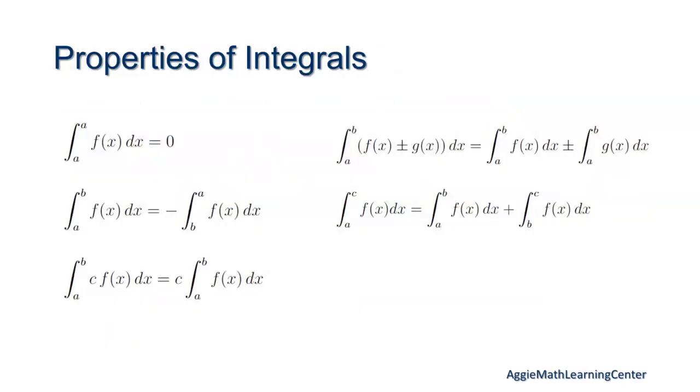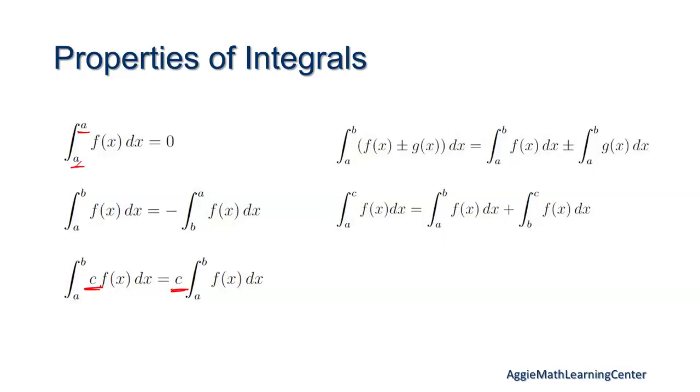If we start and end at the same spot, it's going to be 0. And then if we're going from A to B, we just flip them. That's just like going the opposite direction, so it's just the negative of whatever the integral is. And then we can pull constants straight out because they're not affected by the operation of the integral at all. So we can just factor them out.